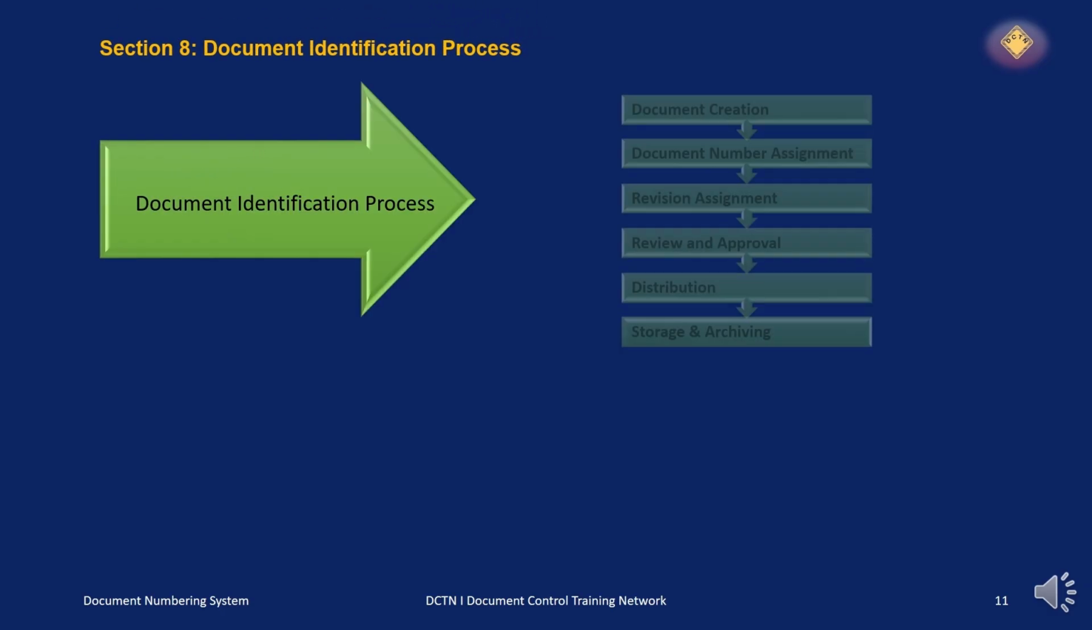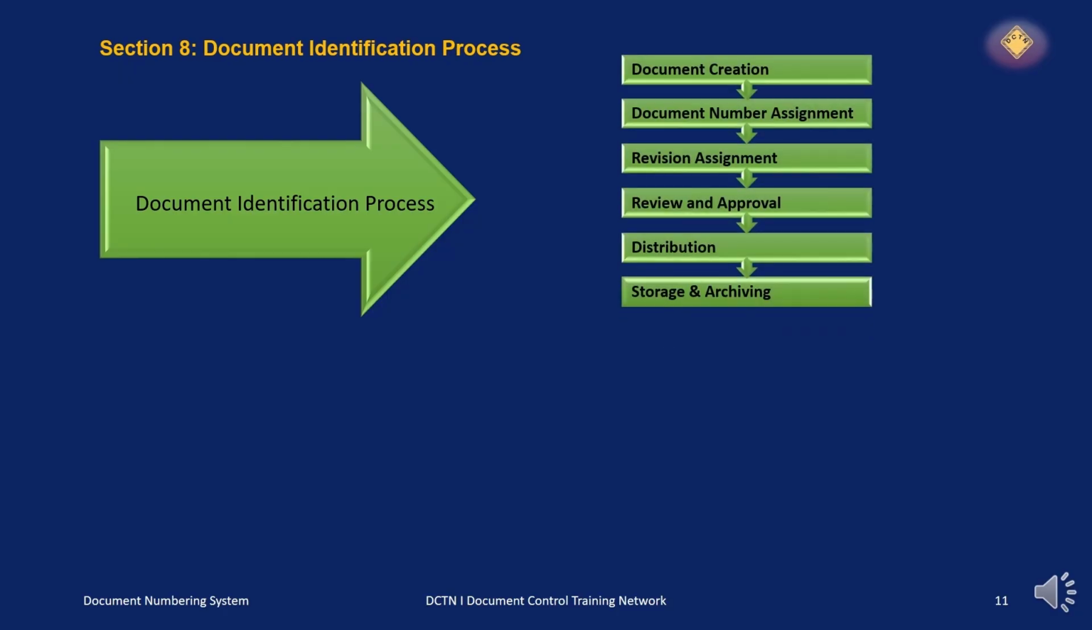We have a very important topic, the document identification process. Look at the screen. Document identification starts from document creation, then document number assignment, then revision assignment, then we have review and approval process, distribution, and the last, storage and archiving.